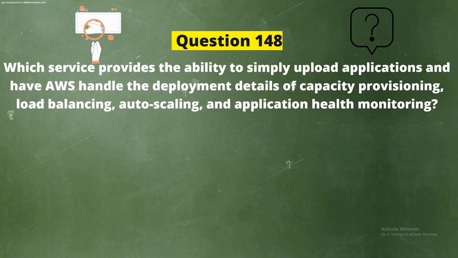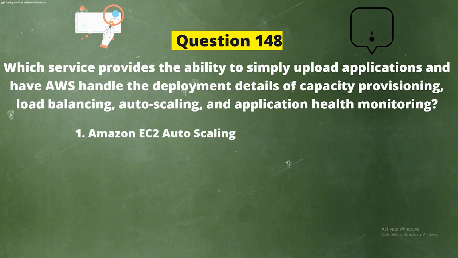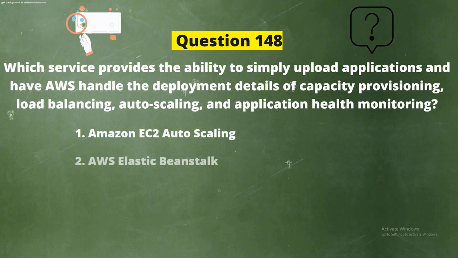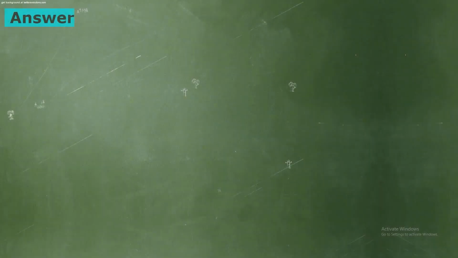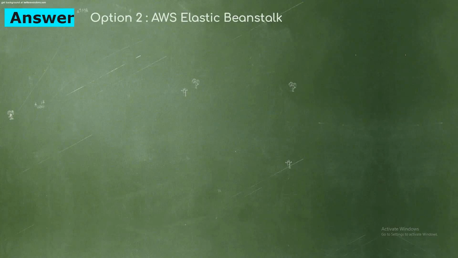Next question. Which service provides the ability to simply upload applications and have AWS handle the deployment details of capacity provisioning, load balancing, auto-scaling, and application health monitoring? And the options are: Option 1. Amazon EC2 Auto Scaling. Option 2. AWS Elastic Beanstalk. Option 3. AWS OpsWorks. Option 4. Amazon EC2. And the correct answer is Option 2.